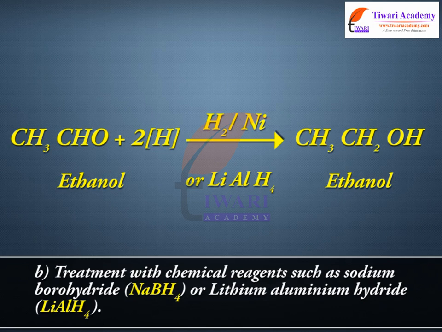Tollens test. On warming an aldehyde with freshly prepared ammoniacal silver nitrate solution, Tollens reagent, in a clean test tube in a water bath, a bright silver mirror is produced due to deposition of silver metal on the sides of the test tube.